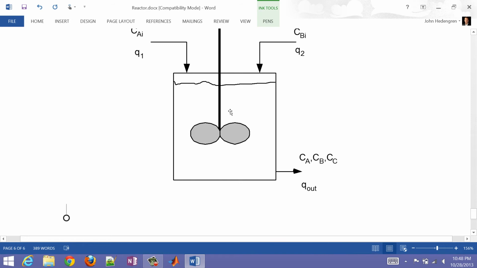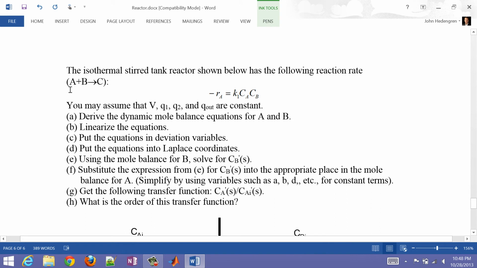Okay, so there's a reaction that occurs here. It's a well-mixed tank, and then you have CA, CB, and C coming out. So C is formed. We have an A plus B goes to C reaction, and here's a reaction rate for A and for B, in fact. A couple assumptions here are that V, Q1, Q2, and Q out are constant. And the first objective is to derive a dynamic mole balance for A and B.